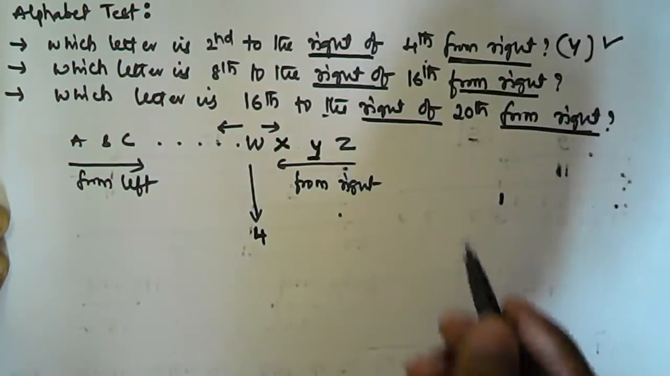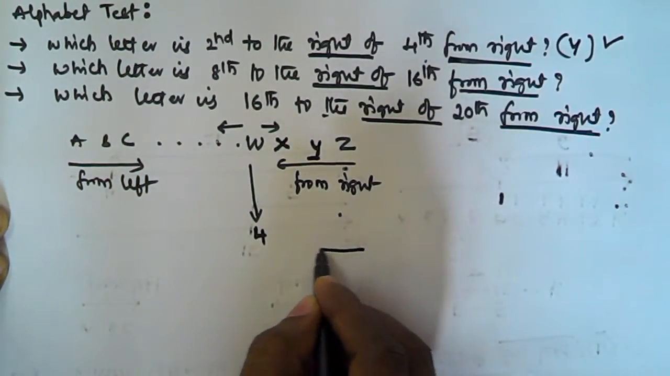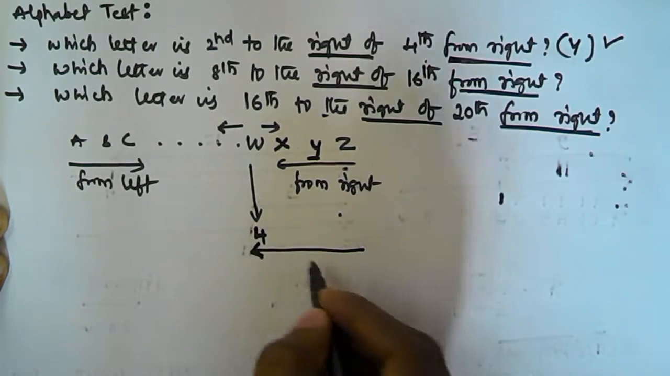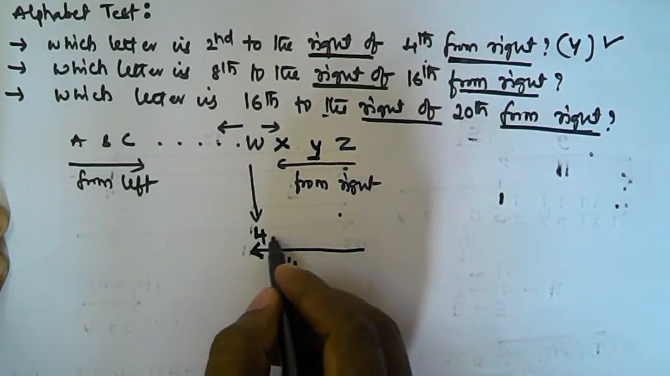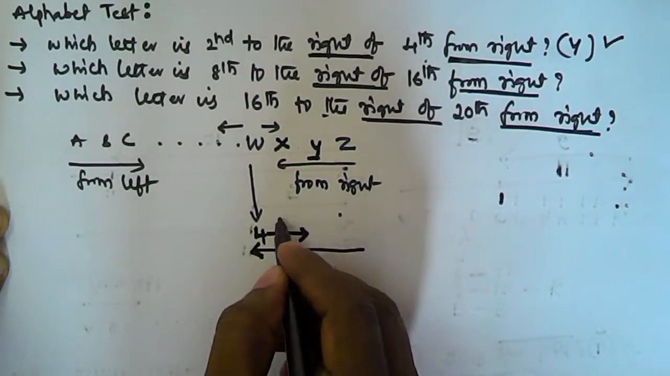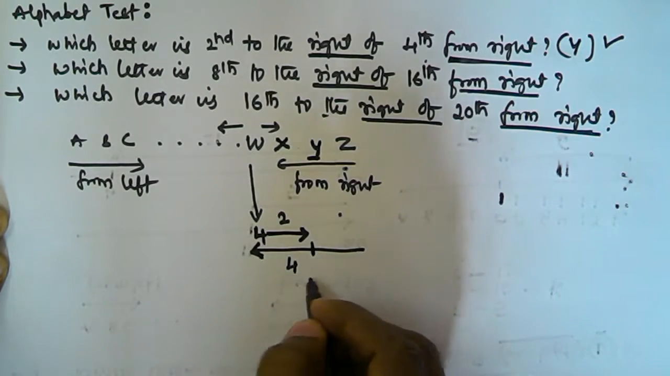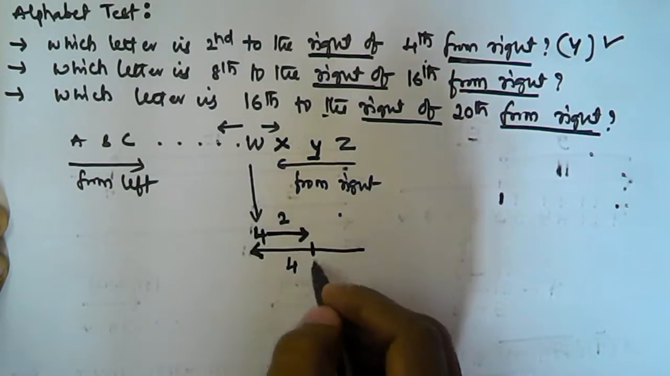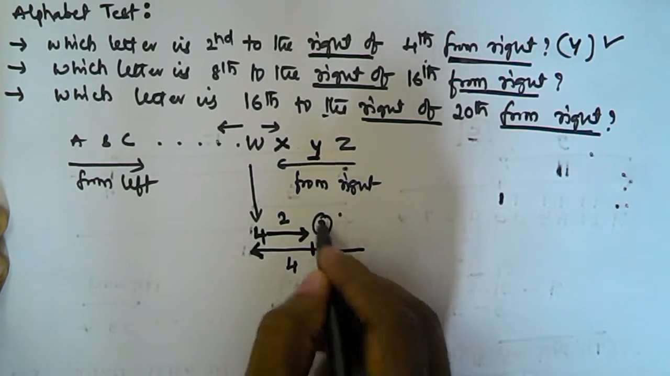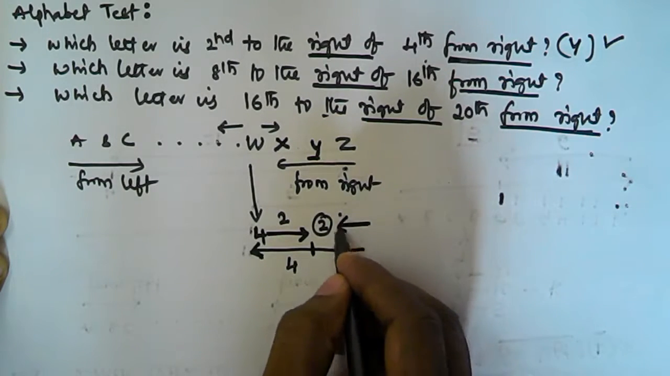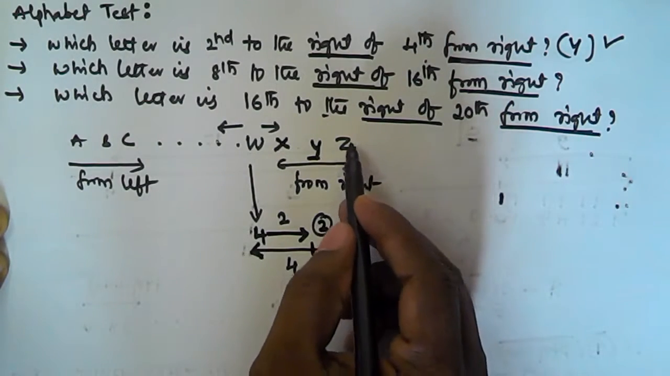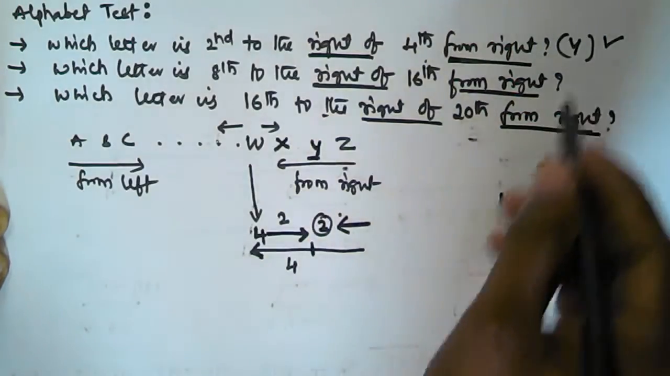So that means we moved four positions from right, and again we moved two positions back. To find this position, we subtract 4 minus 2, which is 2. This 2 is from the right side. So the second letter from the right side, Z and Y, is Y. So the answer for this one is Y.